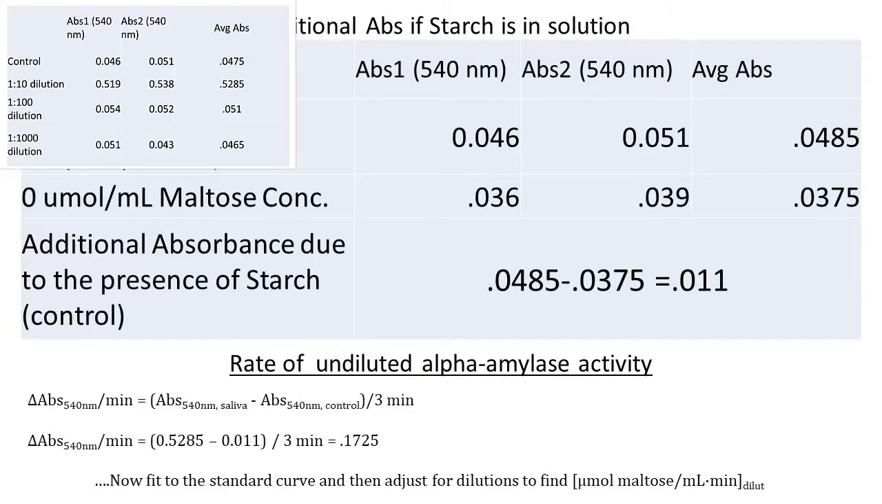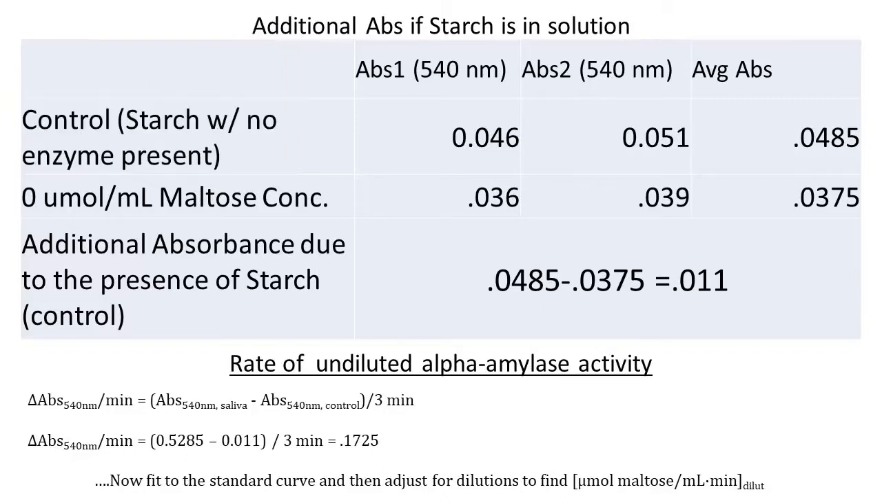For the control, which was starch with no enzyme present, it was a little bit higher than we got for our 0 micromole per milliliter of maltose concentration. So we essentially need to average those two control values, and then subtract the control for our 0 maltose concentration from the control for our starch with no enzyme present. Once we have that, we can follow the rest of the calculations, and I'll expand that here in just a minute so you can see more clearly.